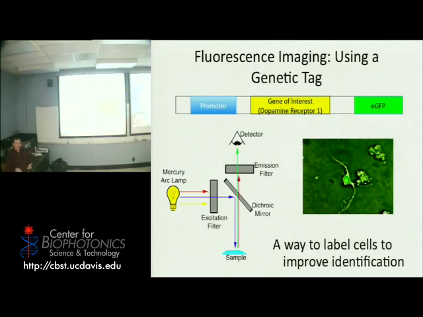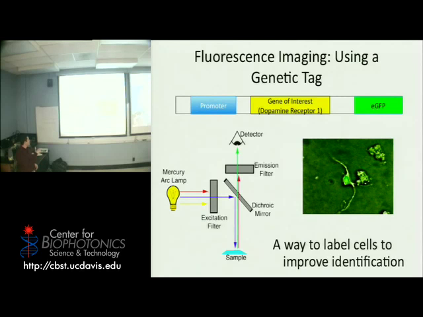So remember, they're interested in a dopamine gene. So say here's your gene of interest. In her case, it was a dopamine receptor 1. And it has a very specific promoter to get this gene. So at the end of it, they just put an enhanced GFP protein, or green fluorescent protein. So now anytime a cell makes DR1, it also makes GFP. So this here is a DR1 expressing cell.